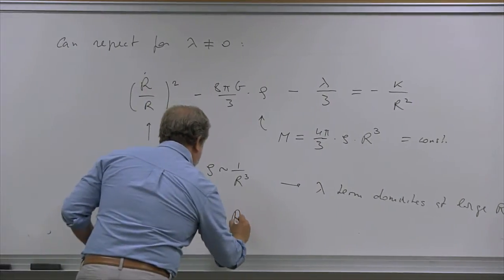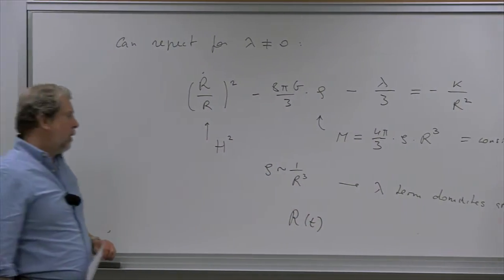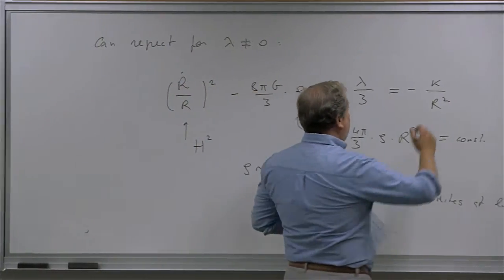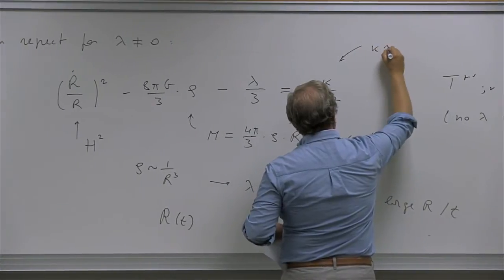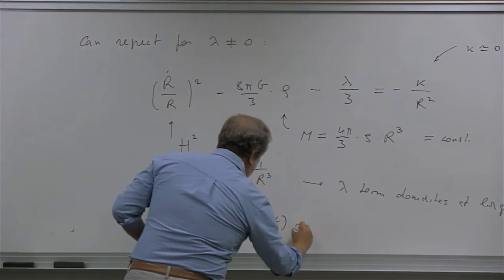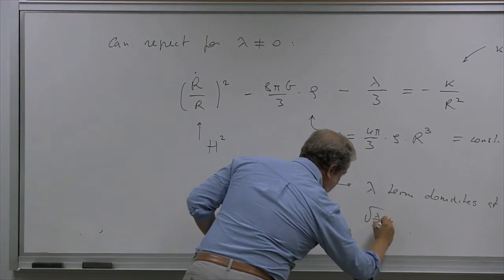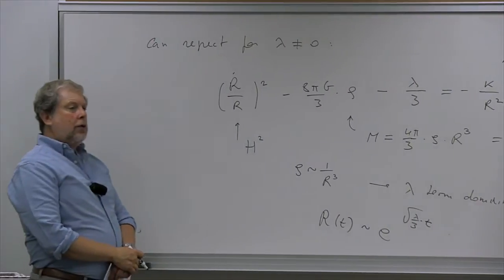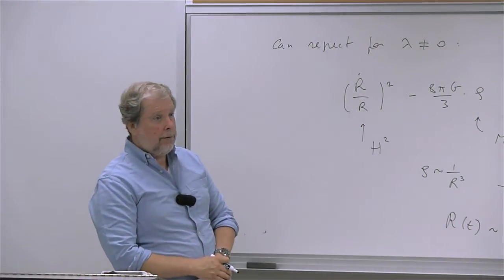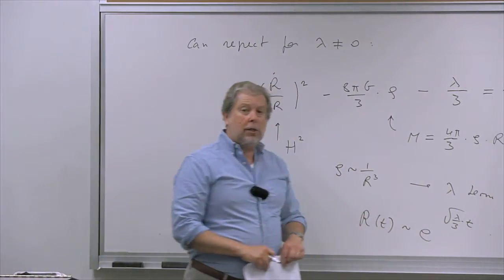And so in fact, when the scale factor is large or when the time is large, you can integrate this equation immediately. As I said, also k is essentially 0 from observation, so we can take that to be 0. And so r of t then goes like e to the square root of lambda over 3 times t. So in fact, the lambda term gives an exponential expansion of the universe. Very rapid. And that only happens, though, at late time.